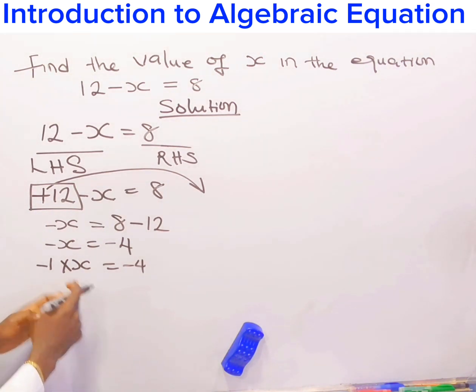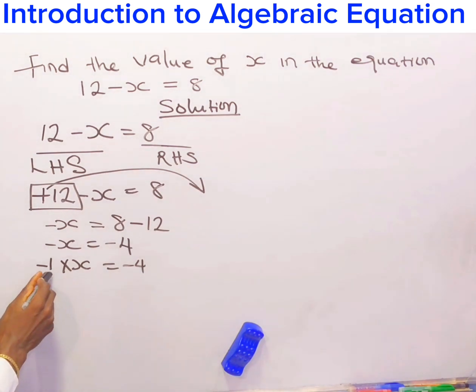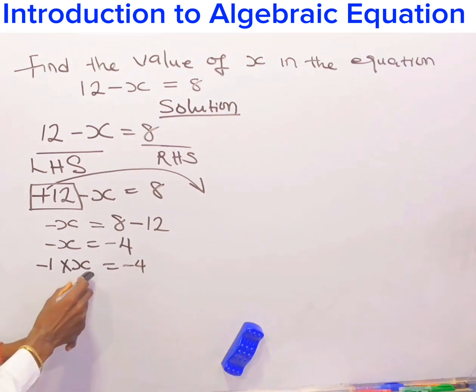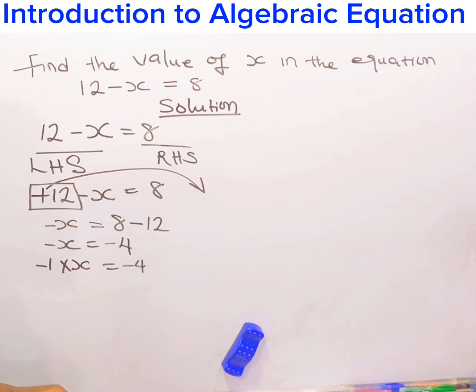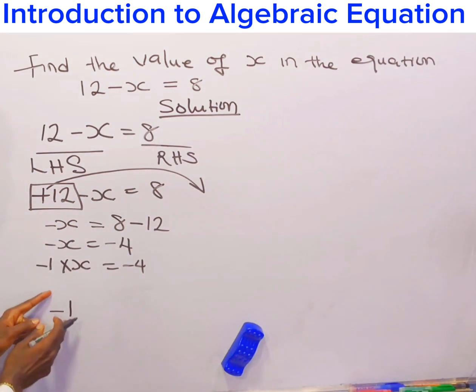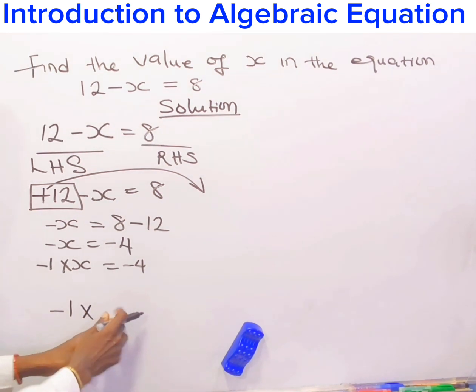Since it's multiplication, we look for the multiplicative inverse of -1. Why? Because we want to remove -1 from x. So we look for the multiplicative inverse of -1. Now, what is a multiplicative inverse? The multiplicative inverse of a number is the number that, when we multiply it by the original number, gives us 1. For instance, for -1, what number do we multiply by -1 to give us 1? -1 times what will give us 1?